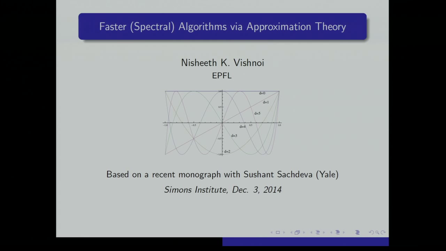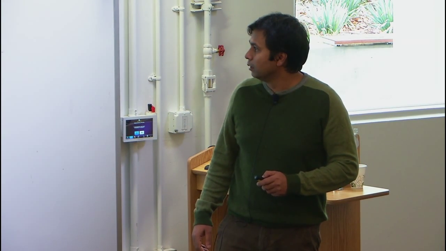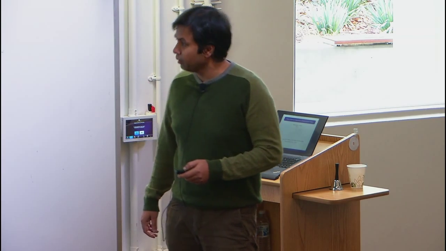So I'm going to talk about how one can design fast spectral algorithms using a very classical area in analysis called approximation theory. Let me mention that this is based on a monograph with Sushant Sachdeva, who's right now a postdoc of Dan. And let me tell you very quickly what the goal would be.